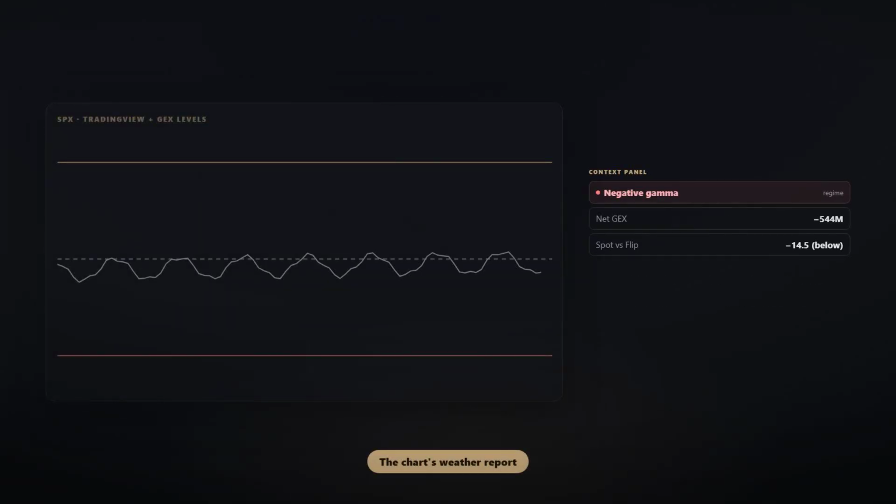There's also an optional context panel, a plain English weather report for your chart. A regime badge names the current environment, positive or negative gamma. NetGX sums total dealer gamma into one number. Its sign shows the regime, and its size hints at how strong the effect tends to be. Spot versus flip shows how close price is to the switch. Max Pain marks where the most option premium would expire worthless, and you get implied volatility, days to expiry, an expected move range, and a per-strike histogram, the map behind every number.